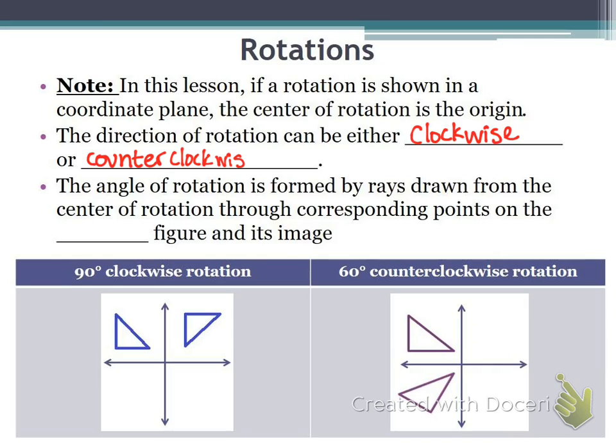Do we all know what clockwise and counterclockwise mean? Yes. Okay, good. Now, sometimes you might see clockwise abbreviated as CW and counterclockwise abbreviated as CCW. The angle of rotation is formed by rays drawn from the center of rotation through corresponding points on the original figure and its image.